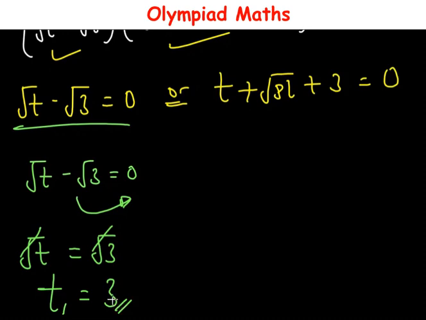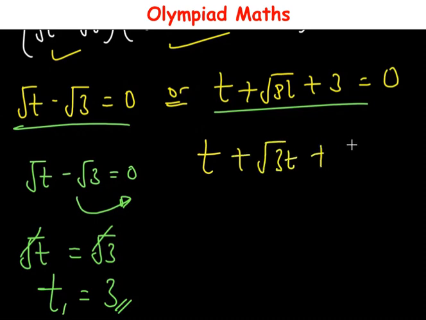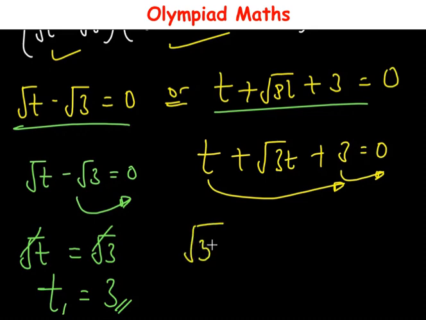So let us then solve for the other values of t from this other equation. Now what we have right here is t plus root 3t plus 3 is equal to 0. So move 3 over to this side and t also to this side, such that root 3t stands alone. So root 3t is equal to, plus 3 goes over to this side, it becomes minus 3, then t also, it becomes minus t.